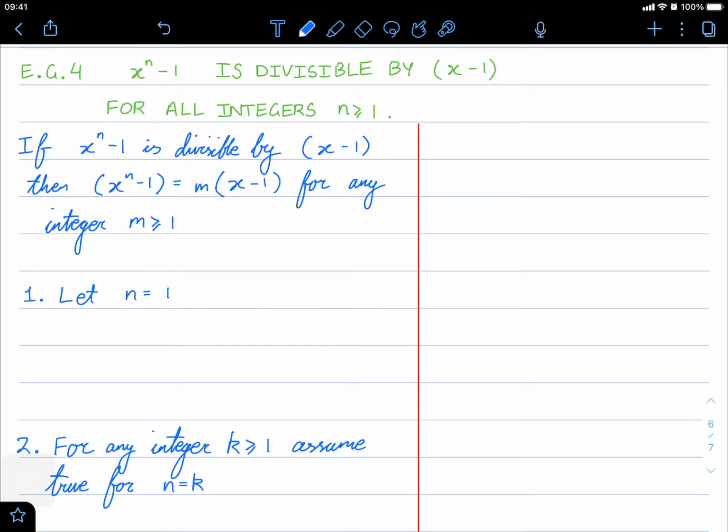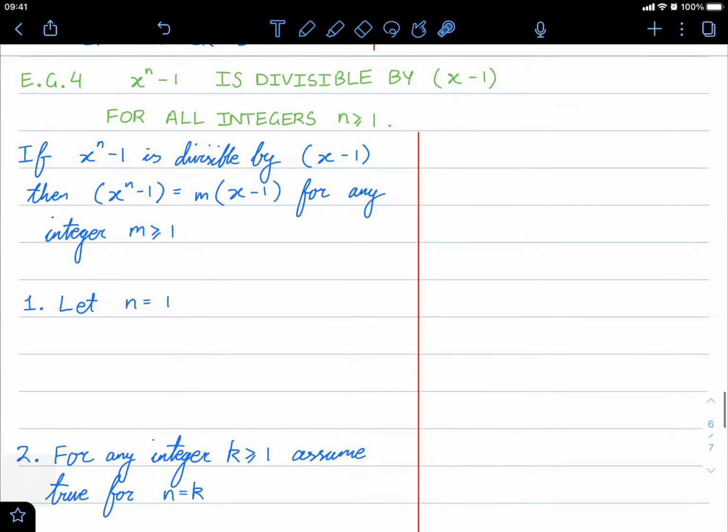Hello class, this is the fourth and final example on divisibility tests using mathematical induction. In this video it's a little bit different, because it looks to be the case that we have two variables, x and n, but always be mindful that we're only looking at the one variable. It's usually going to be n, but don't be distracted by there being two variables. The procedure is still very similar. So, as always, we begin.